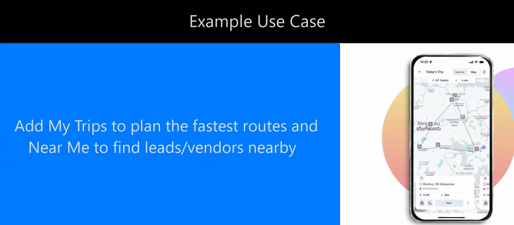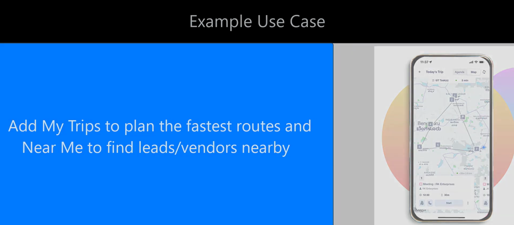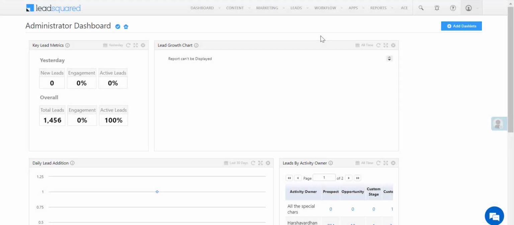For example, you can increase field sales users' efficiency by adding tabs like My Trips to show the fastest routes to the lead's location, and Near Me to find leads nearby on the bottom menu. Now let's look at how you can customize your navigation menus.